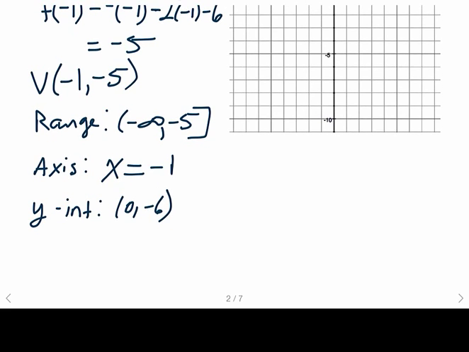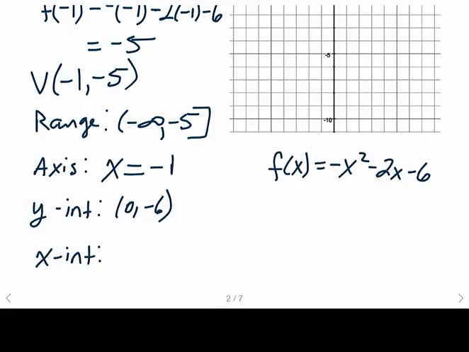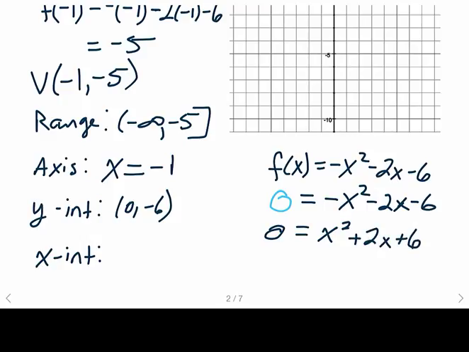For the x-intercepts, I know that y is 0. I've rewritten the function for reference here. If y is 0, that means that f of x is 0. And so I'm now solving the equation 0 is equal to negative x squared minus 2x minus 6. We have several ways to solve this. The first thing I'm going to do is multiply everything by negative 1, because we get to do that when we're solving an equation. So 0 is equal to x squared plus 2x plus 6.